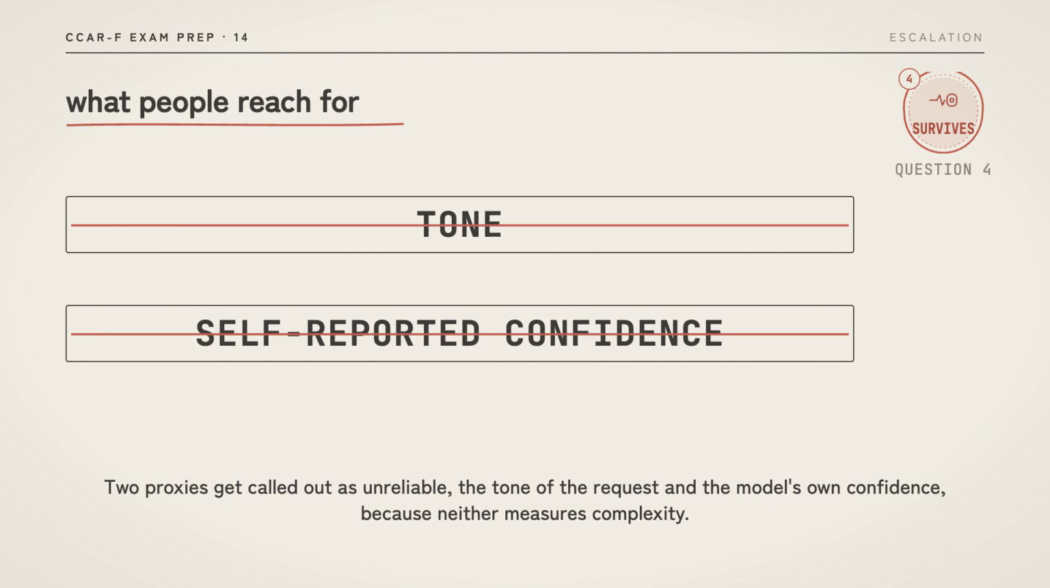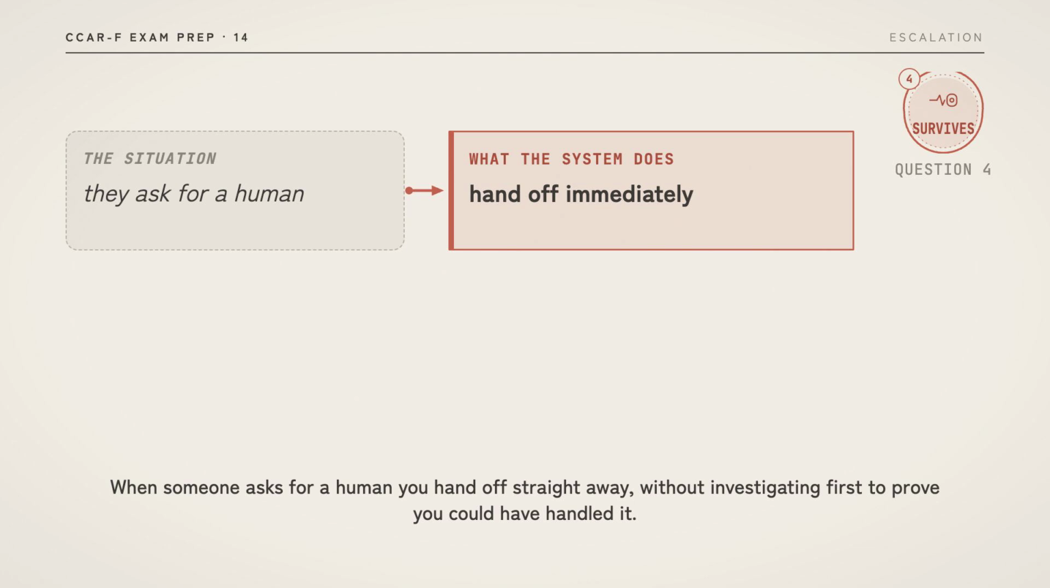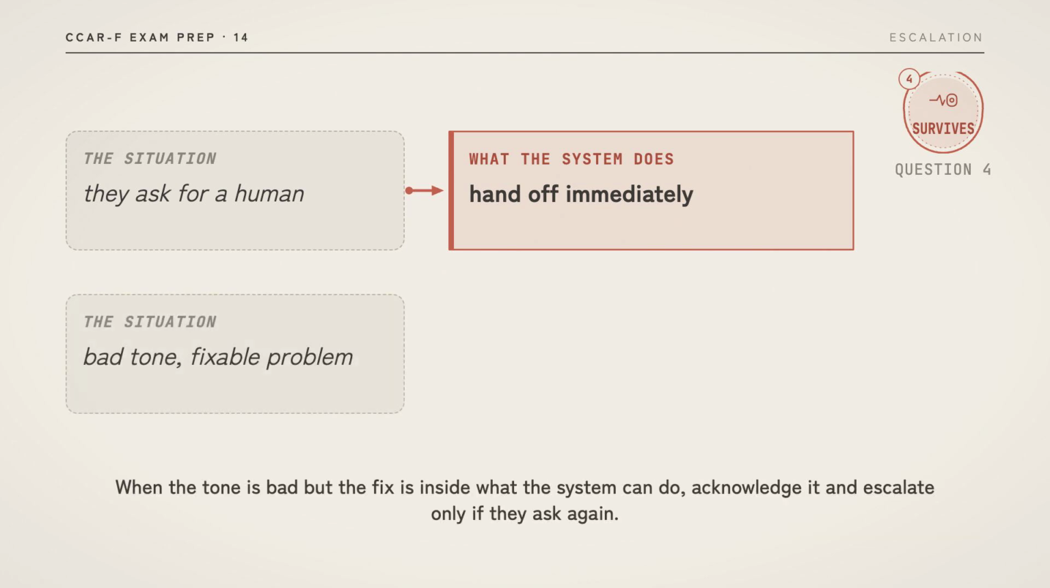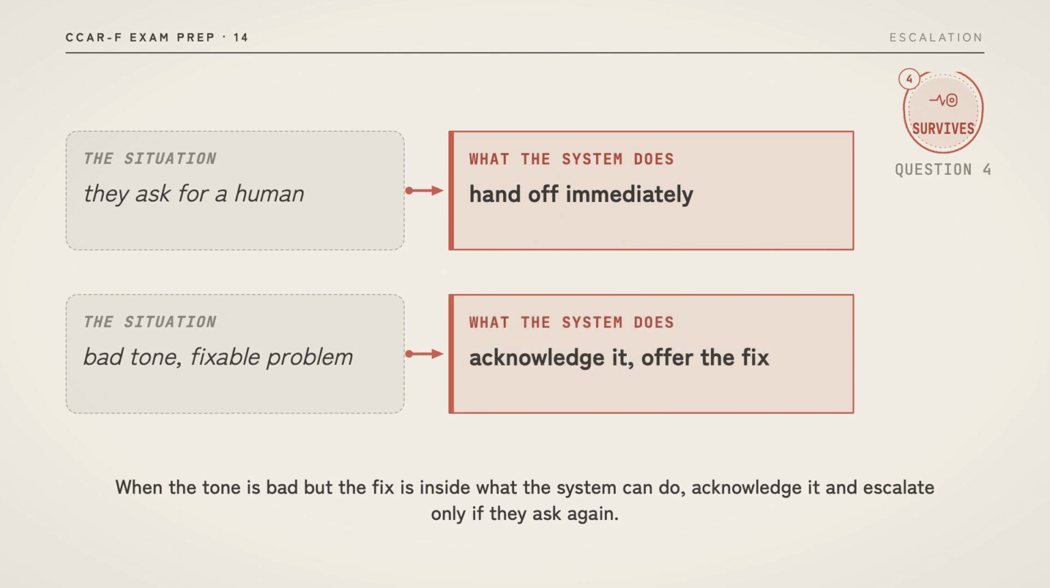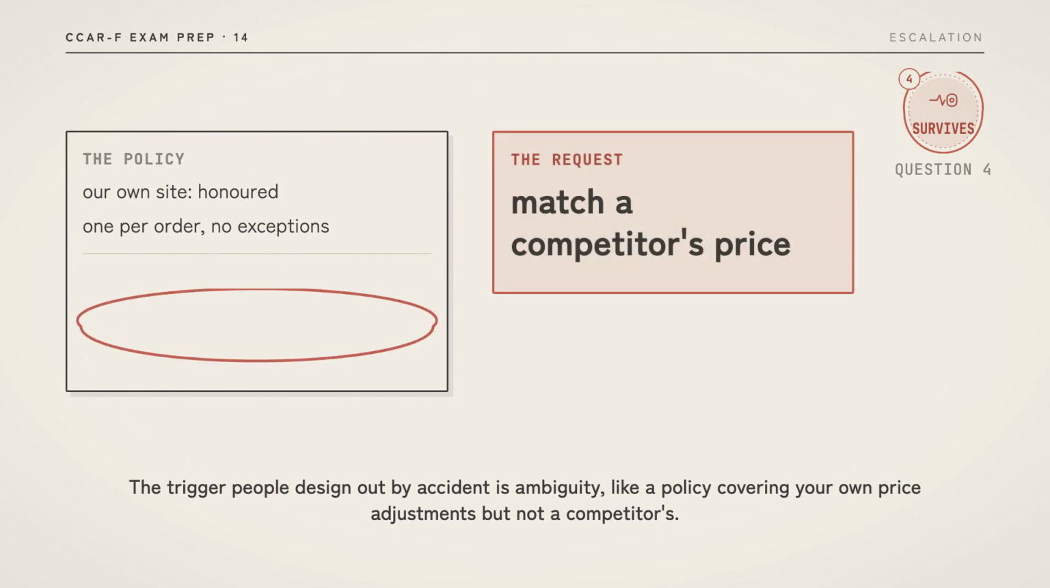When someone asks for a human, you hand off straight away without investigating first to prove you could have handled it. When the tone is bad but the fix is inside what the system can do, acknowledge it and escalate only if they ask again. The trigger people design out by accident is ambiguity, like a policy covering your own price adjustments but not a competitor's.